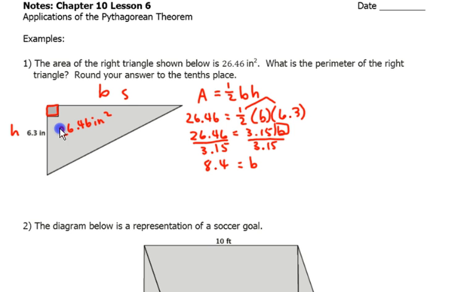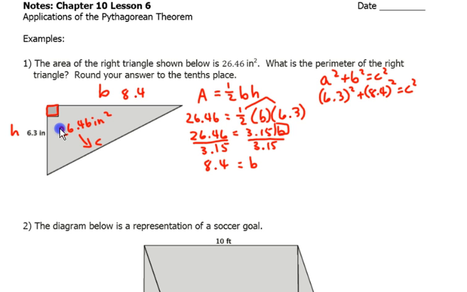So B is 8.4. Now in order to find the perimeter, I need to know all the sides. That's the distance around the outside. So I still need to know this long side here, which is C. So I need to use the Pythagorean theorem now to find the long side. 6.3 squared plus 8.4 squared equals C squared.